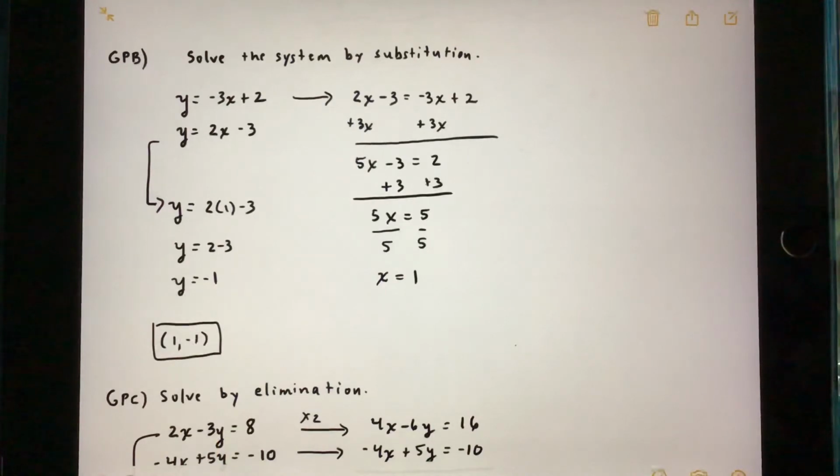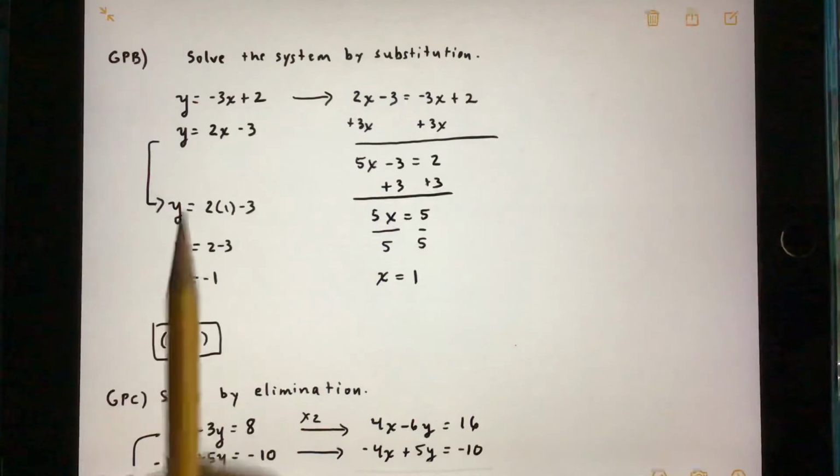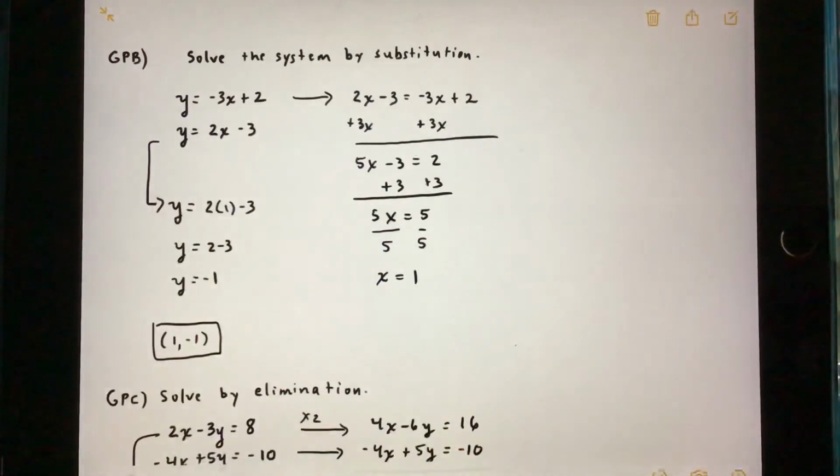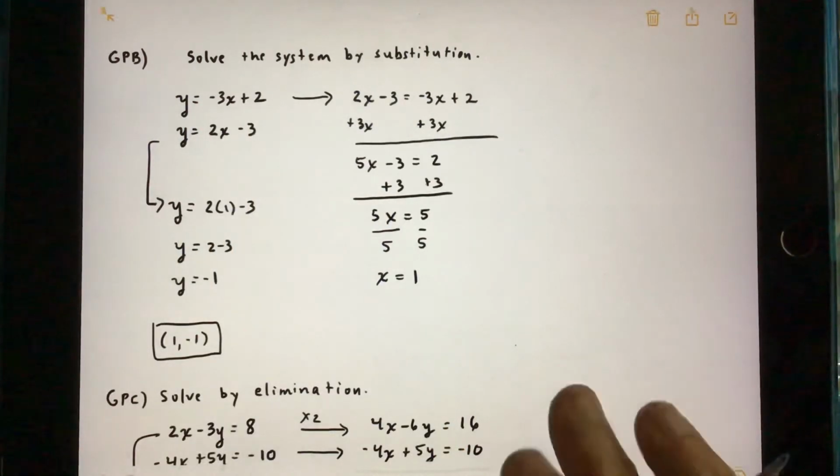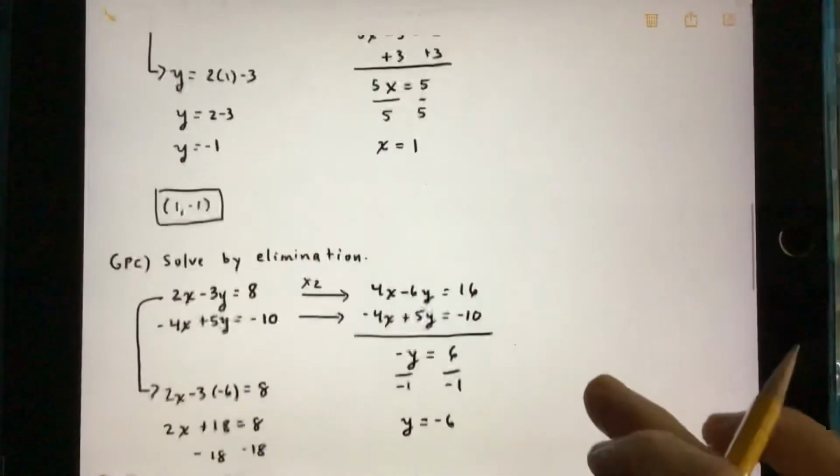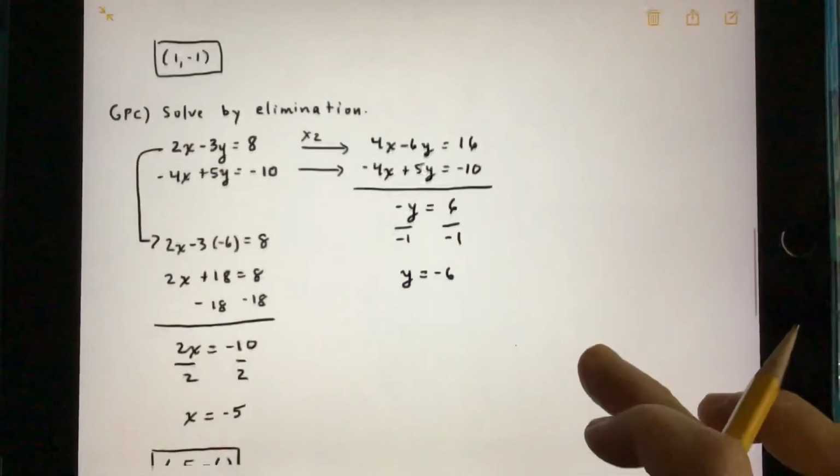So the point of intersection, the x and y value that would exist on both of the lines if we were to graph this, is 1, negative 1. When x is 1 and y is negative 1, in both equations, I will come out with a true statement. Okay? So we practiced 2 problems solving by substitution. Now let's move into solving by elimination.